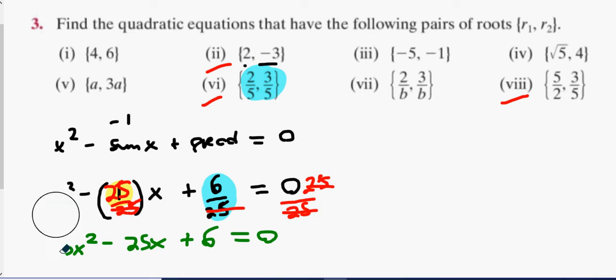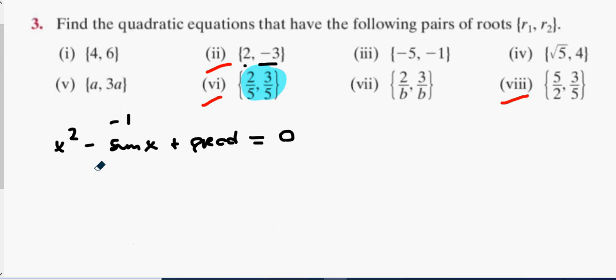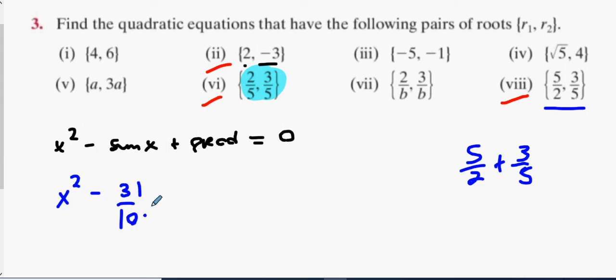So, Dave, do you have a calculator on you? A calculator helps. What happens when you add the two of these together? 5 over 2 plus 3 over 5. What do you get? 31 over 10. Nice. Okay. What happens when you multiply them by each other?